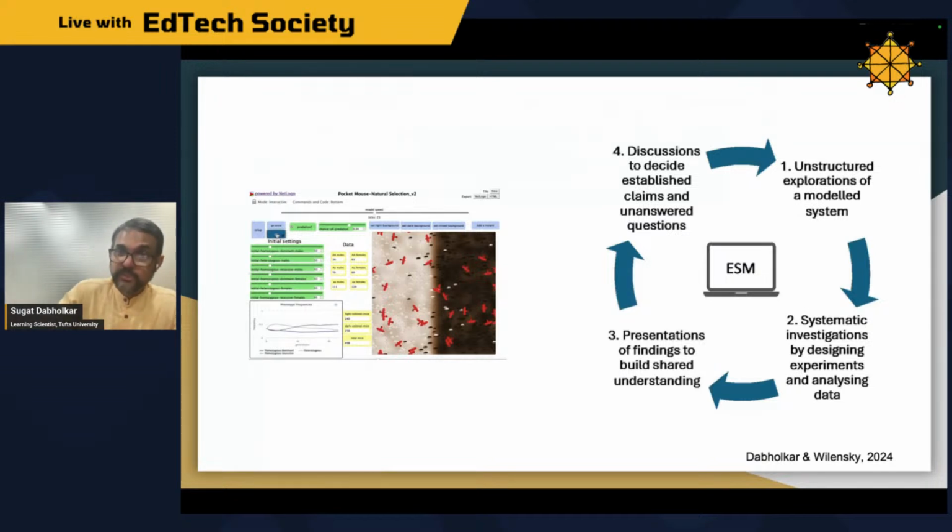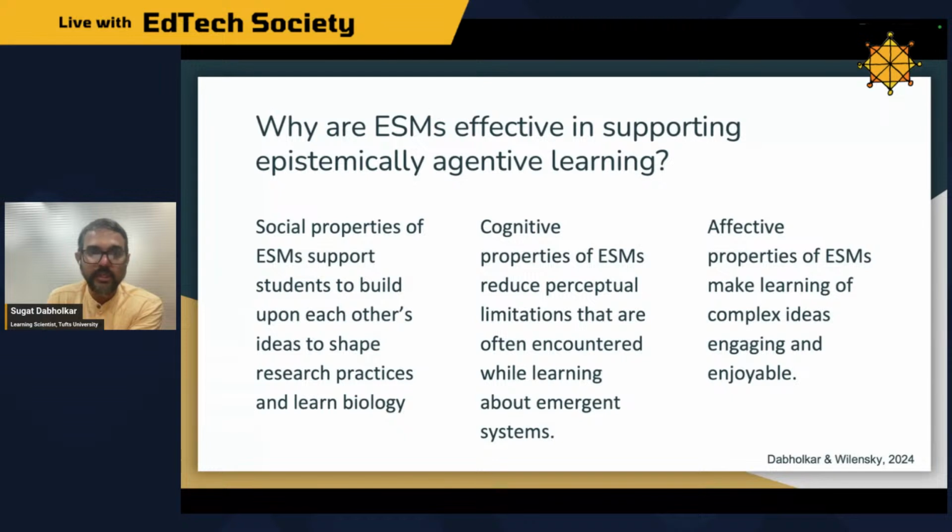Then the students would share their findings. So different student groups would conduct different investigations, and then they share those with each other and collectively learn about the system. And then we would have discussions about what did we learn about natural selection, what claims are really correct, what claims need more evidence, and do we have any new unanswered questions, etc. So we would do that.